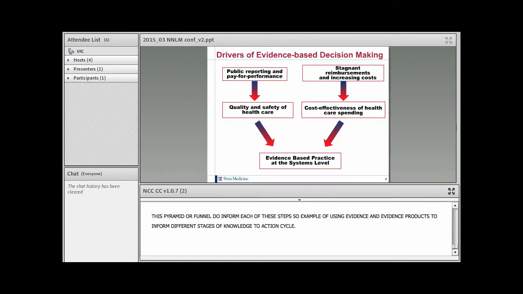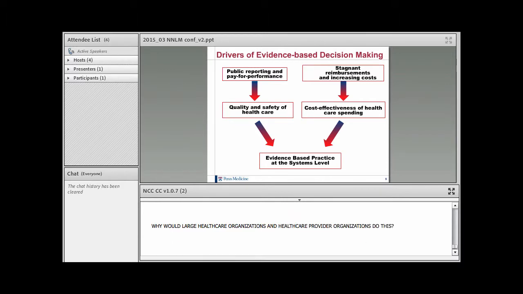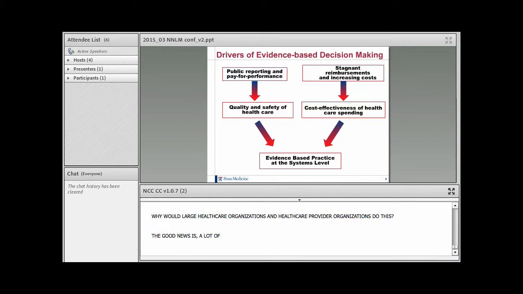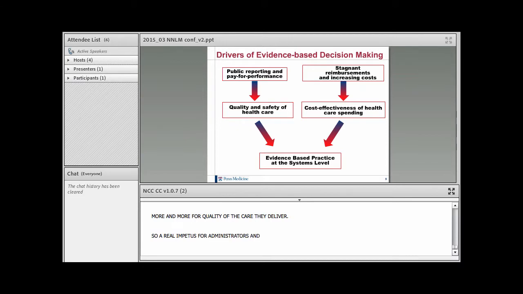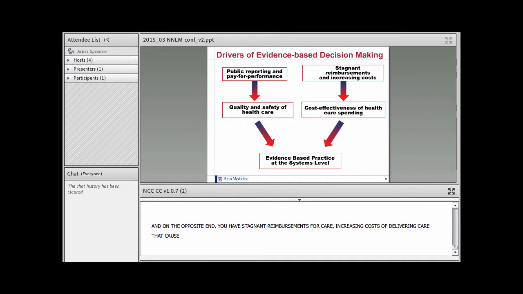So why would large healthcare organizations and healthcare provider organizations want to do this? The good news is that a lot of the work that you've heard that CMS is doing around increasing access also has a component of increasing public reporting of clinician outcomes and paying clinicians and provider organizations more and more for the quality of the care that they deliver. So it's a real impetus for administrators and executives of these organizations to invest in the quality and safety of healthcare. And on the opposite end, you have stagnant reimbursements for care, increasing costs of delivering care that cause administrators to think more about the value or the cost effectiveness of every dollar that's spent on a patient's care. And so these forces really converge to support evidence-based practice, not just at the provider-patient level, but at a systems level.